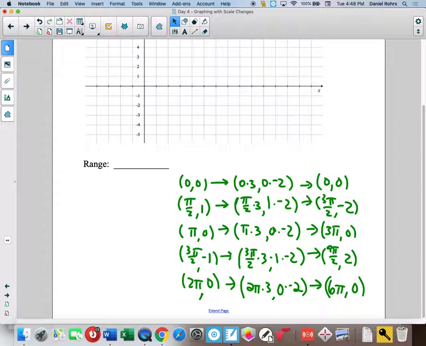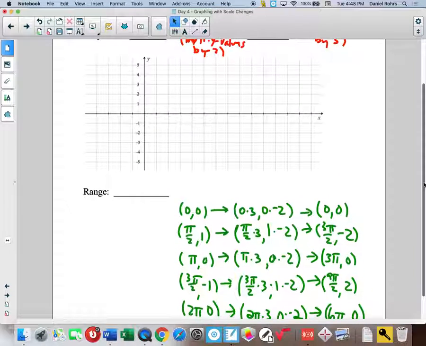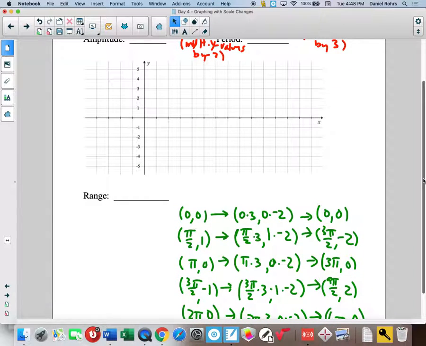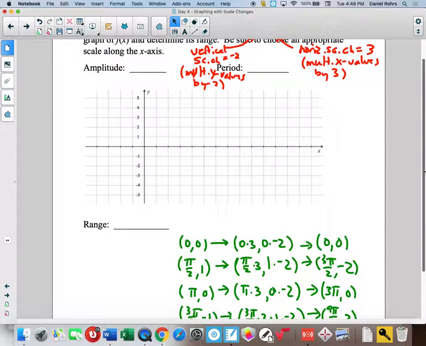So pi over 2s would be fine. I wouldn't go any smaller than that because that stretches things out. So I'd probably go with pi over 2s here because everything is a multiple of pi over 2. So I would say, well, here's pi over 2. 2 pi over 2 would put me at pi.